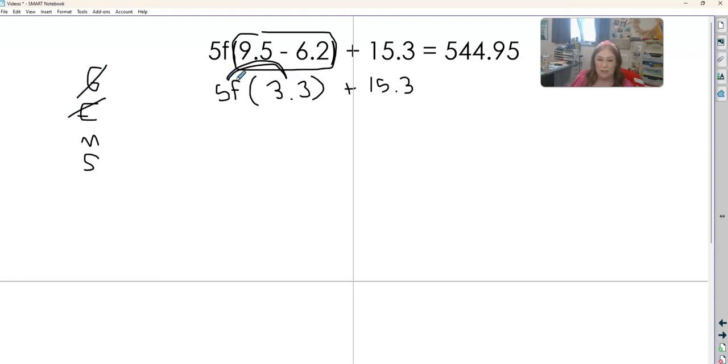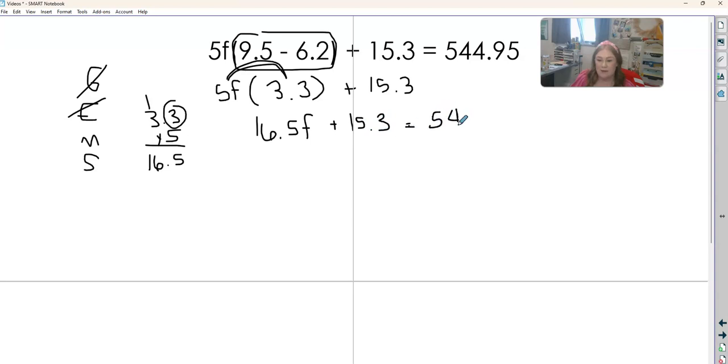So I need to multiply these. We have 3.3 times 5, so there's 15. 15 plus 1 is 16 with one decimal place. 16.5, 16 and a half Fs plus 15.3 equals 544.95. So now we're on add and subtract. We cannot put Fs and constants together. This is as simple as it can get.